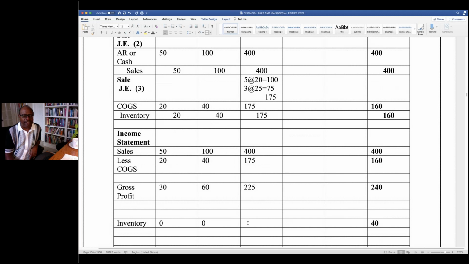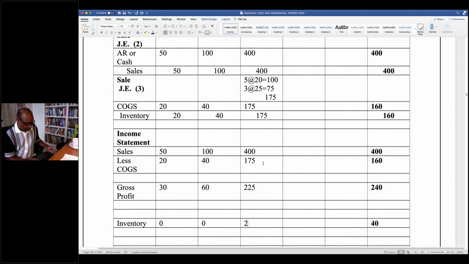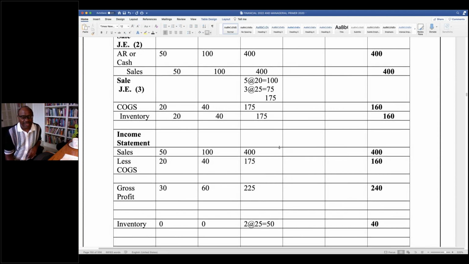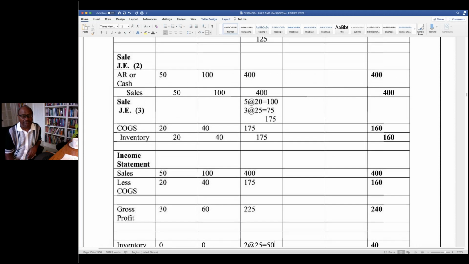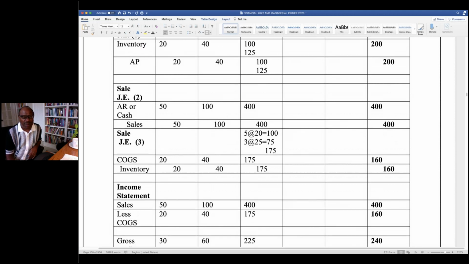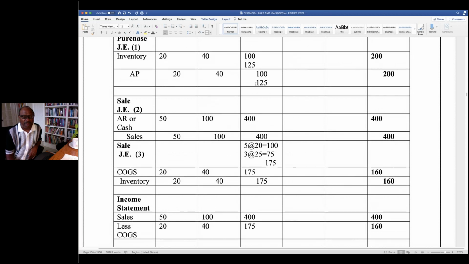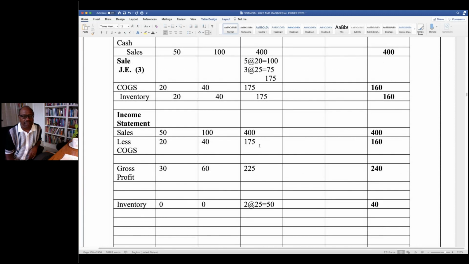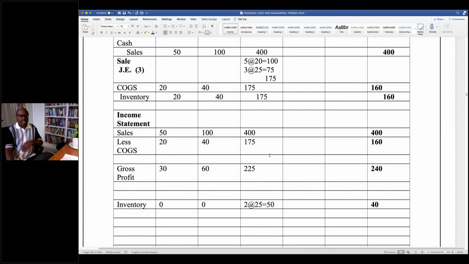What do we have in inventory now? We have 2 at 25, so about 50. Does 175 plus 50 equal our total? That's going to equal our inventory and our gross profit.